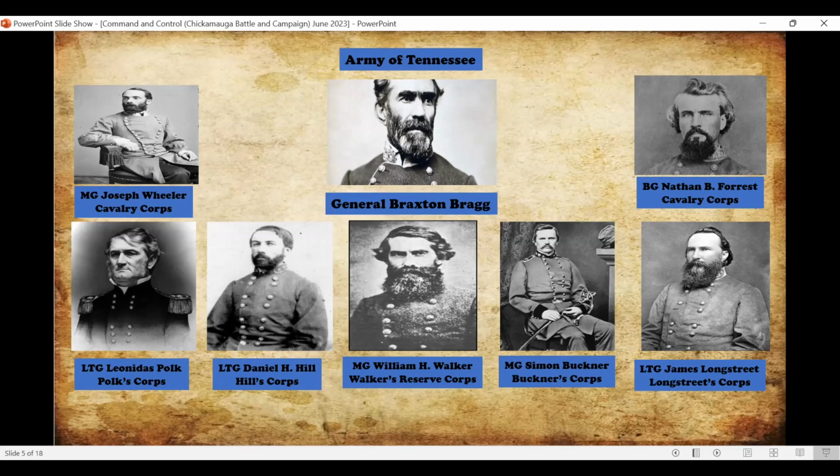And two cavalry corps. Now, it's interesting because Joseph Wheeler and Nathan Bedford Forrest did not get along with each other. Surprise, surprise. So Braxton Bragg had to keep those two apart, keep them separated with different missions, etc.